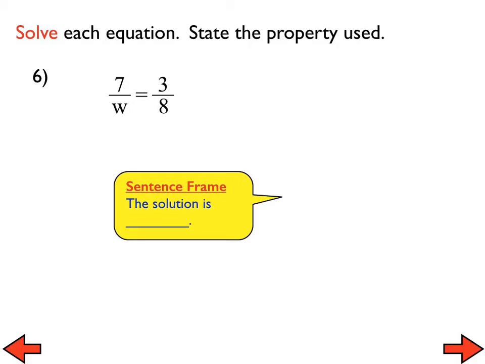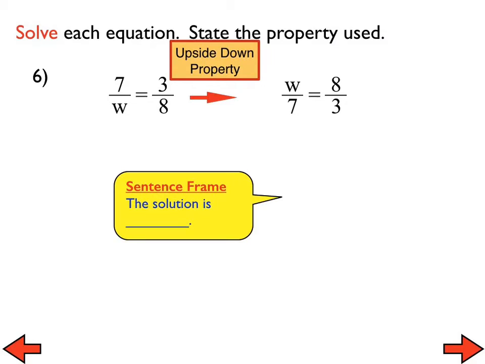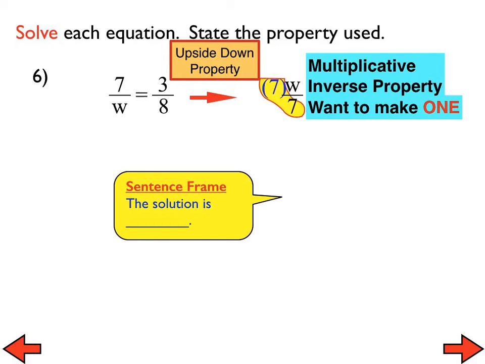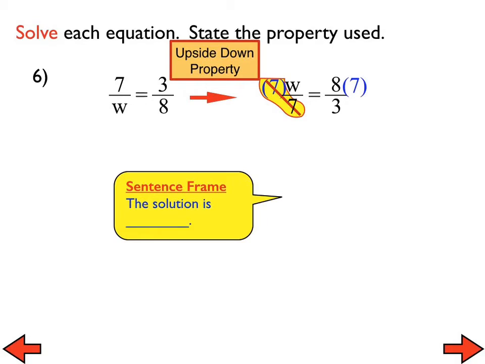The variable is on the bottom, which means I can't multiply both sides by 7 like I wanted to, because that would give me 49 instead of canceling 7 out, right? So I need to flip the entire thing upside down using upside down property. Now I can multiply both sides by 7 so that the 7's cancel out. You see that? When it was upside down, when the w was on the bottom, I cannot multiply both sides by 7 because it would give me 49. It doesn't get the w by himself.